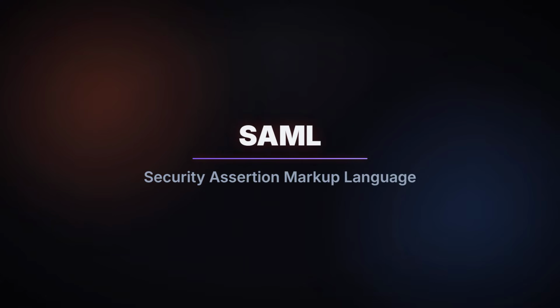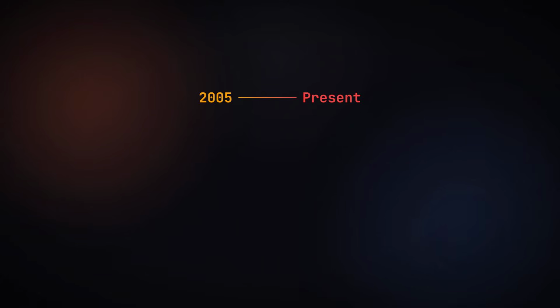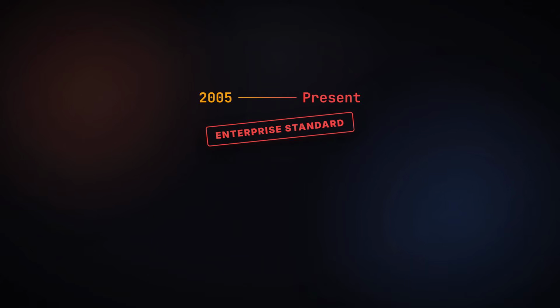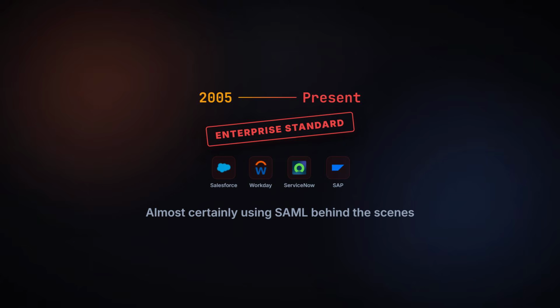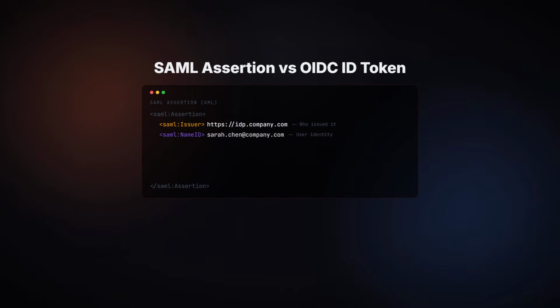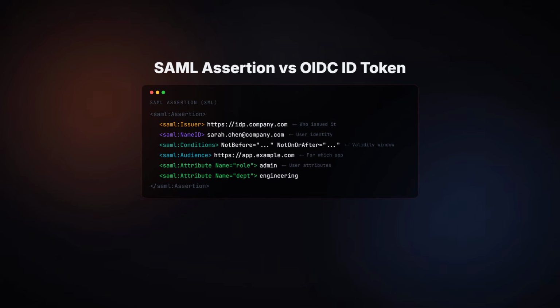Before OpenID Connect existed, there was another protocol doing the same job. SAML, short for Security Assertion Markup Language. Released in 2005, SAML became the standard for enterprise single sign-on. If you've used apps like Salesforce, Workday, ServiceNow, or SAP at work, there's a good chance SAML was running behind the scenes. Now, SAML is based on XML, and XML is verbose.